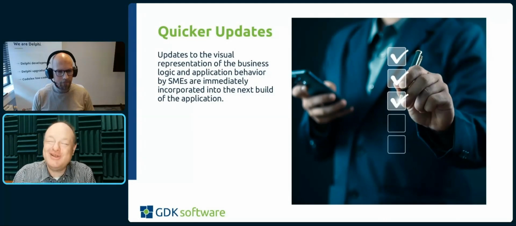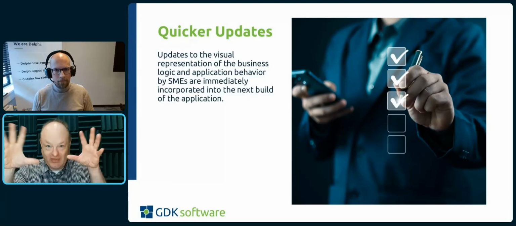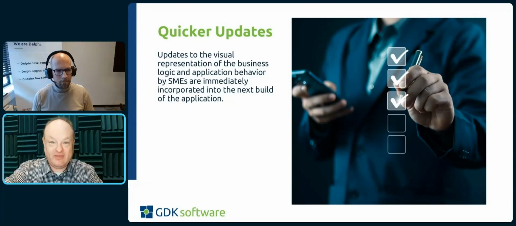And this one is because, again, you can have the subject matter experts or business analysts update their flow. They can be working on that portion of it, and as soon as they've made that update, they can commit that flow to source control, and then the command line interface can run and convert that into Delphi code. The next build can incorporate it.